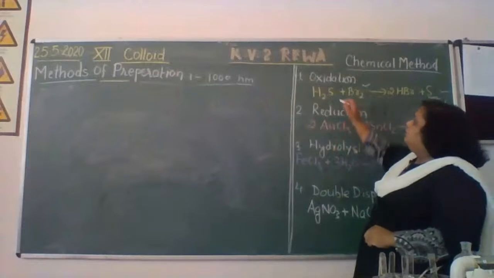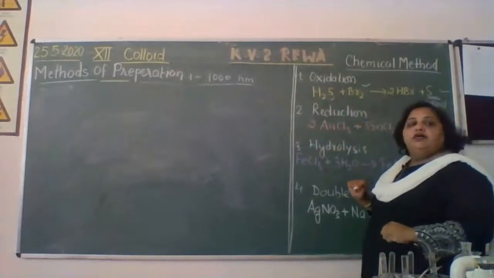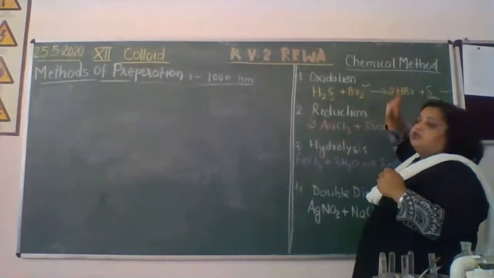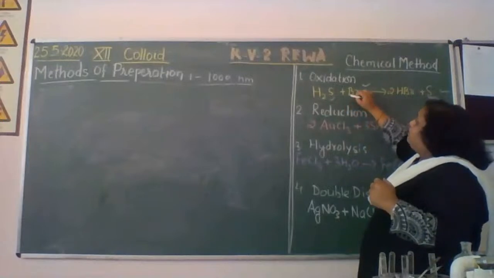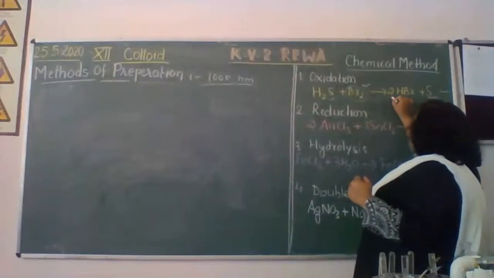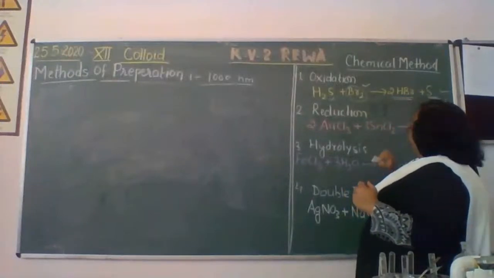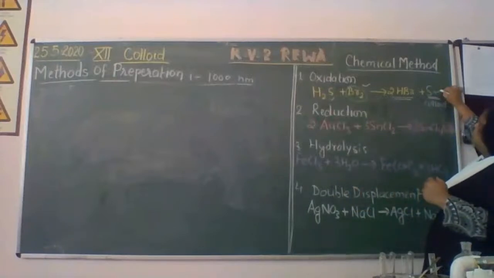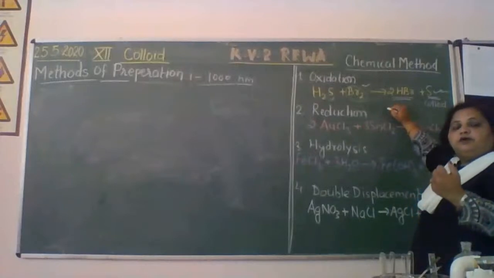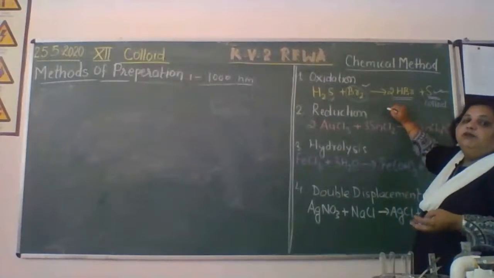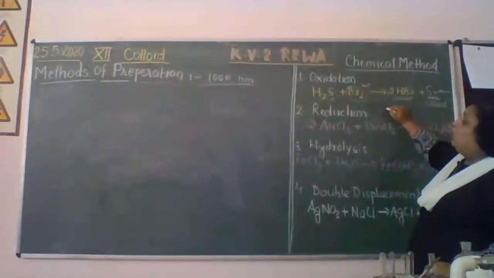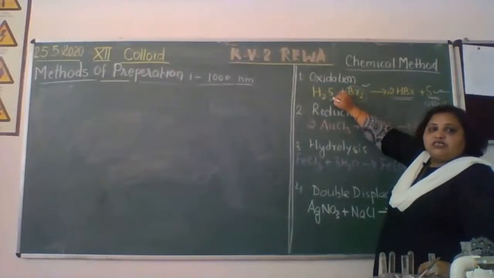What happens here? You want to prepare the colloid of sulfur. For this, you pass H2S into liquid bromine. What you get here is HBr, and sulfur is produced here. And this sulfur dissolves with the reaction medium and it gives the colloid. Why do I call this an oxidation method? What is the oxidation state of the sulfur here?